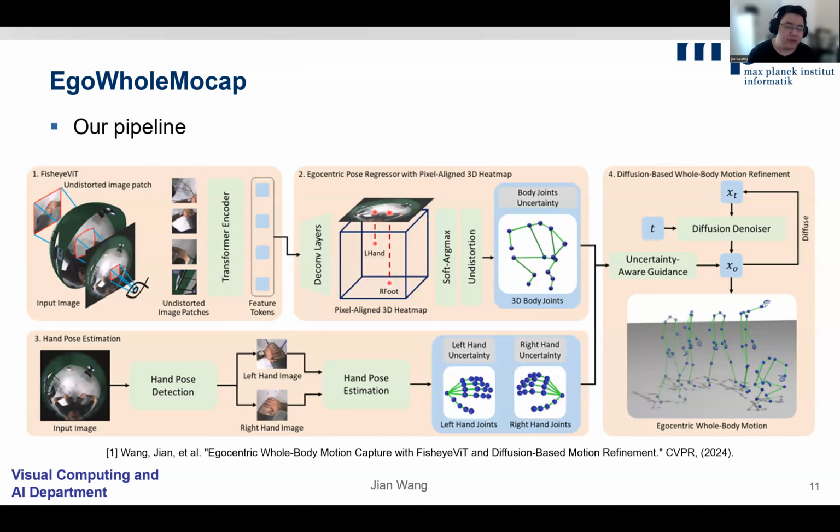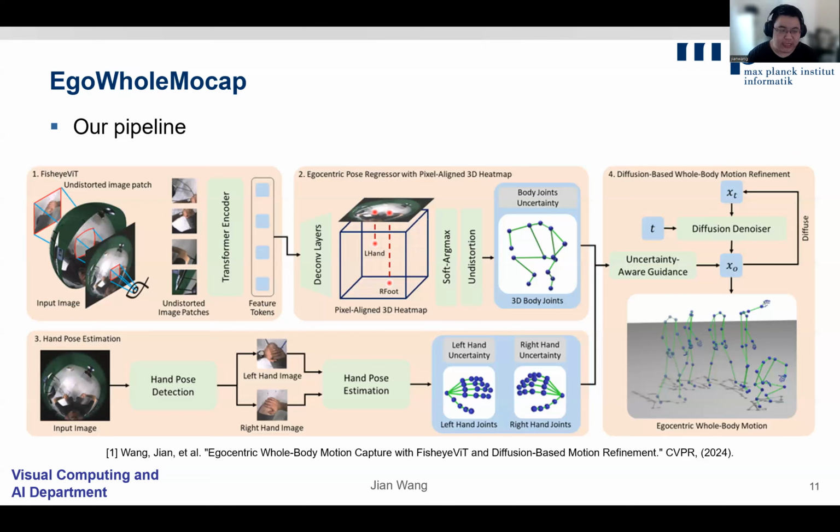Yes. The first step is the fisheye ViT. It aims at solving the distortion of the fisheye camera. I will explain each module later. We have a detailed explanation later.